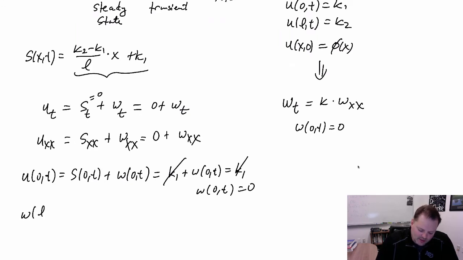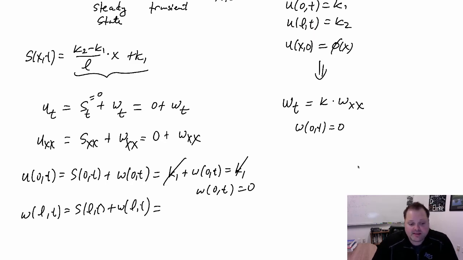Similarly, if I look at u of L,t, which is s of L,t plus w of L,t, then s of L,t, if I make x equal to L, you can see the L's would cancel, minus K1 plus K1 cancel, leaving you with just K2.